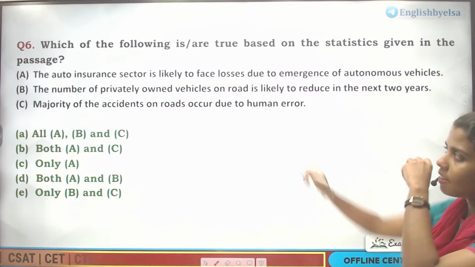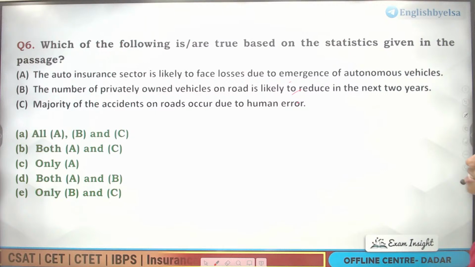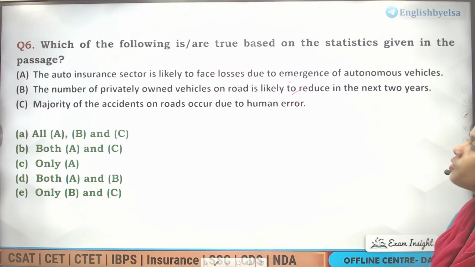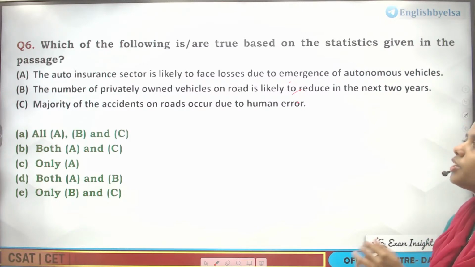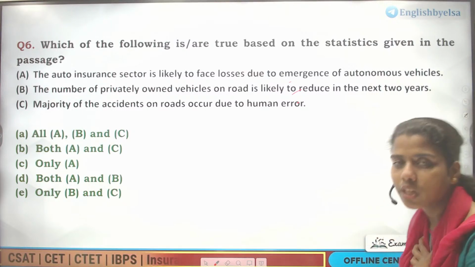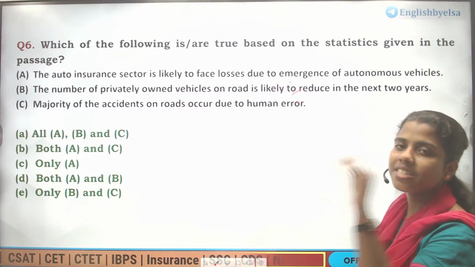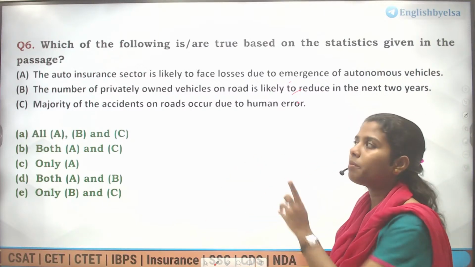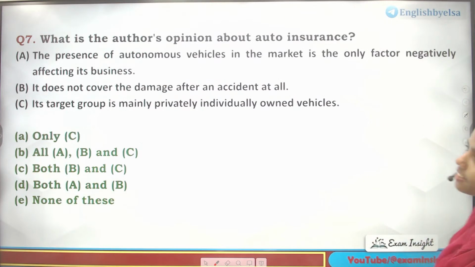Okay. Let's look at the sentences also. The auto insurance sector is likely to face losses due to emergence of autonomous vehicles. The number of privately owned vehicles on road is likely to reduce in the next 2 years. Majority of the accidents on roads occur due to human error. Which of the following is true? Our own conclusion shouldn't be used in these type of questions. Whatever is clearly written in the passage should only be answered. So for now, we have just to read the sentence and leave it.